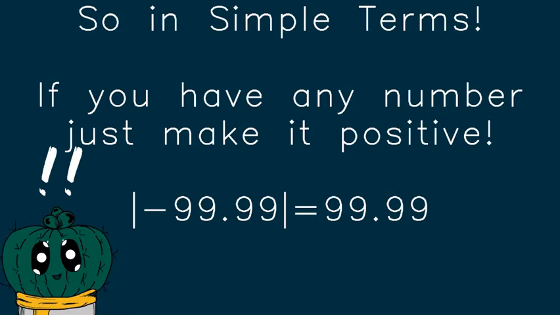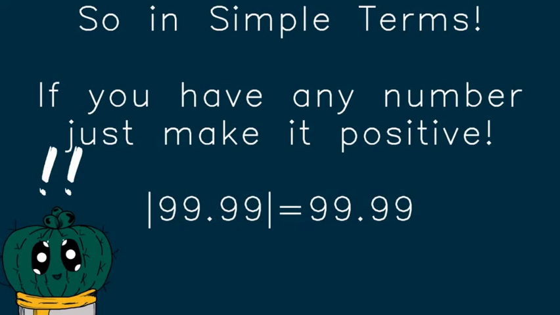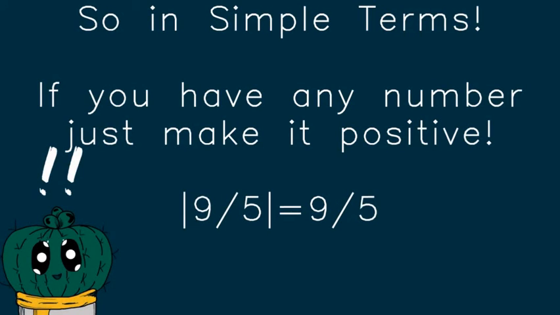The thing is that you just have to convert it into a positive number, just like I did. And what about positive 99.99? The absolute value of 99.99 is just 99.99. And what about the absolute value of 9 by 5? It's a fraction, but that doesn't change anything.